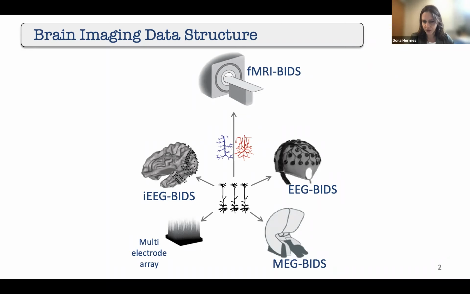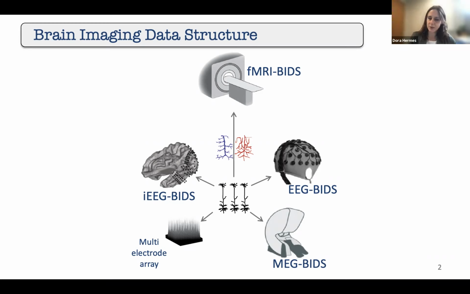We extended to intracranial EEG. Right before that, it was extended to MEG. It's been extended to EEG, and there are other formats in process, such as, for example, multi-electrode arrays or eye movements, or PET has just been accepted. So it covers a lot of different types of imaging structures.